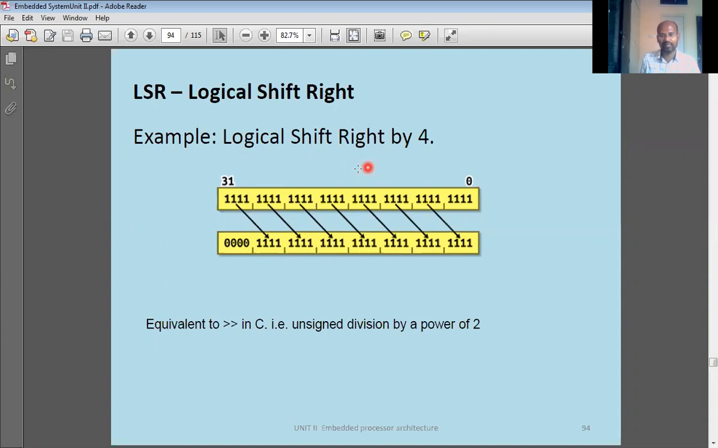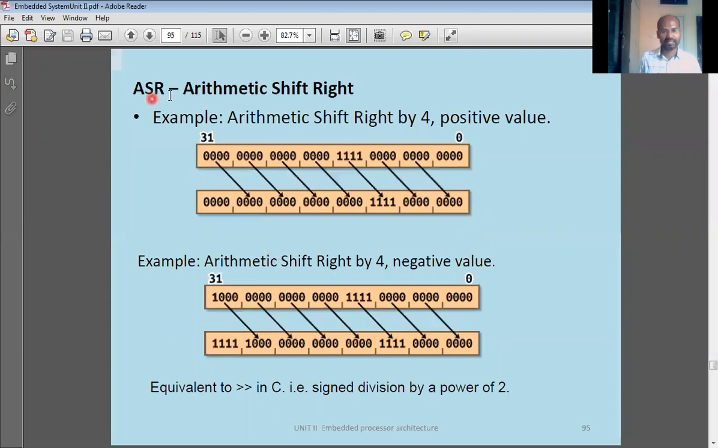Whereas here the LS bits will be dropped. Next, it is equivalent to right shift. Next, see, the next instruction is ASR. These are the instructions supported by what? Barrel shifter. ASR, arithmetic shift right. ASR stands for arithmetic shift right. Arithmetic shift right by 4, positive value.